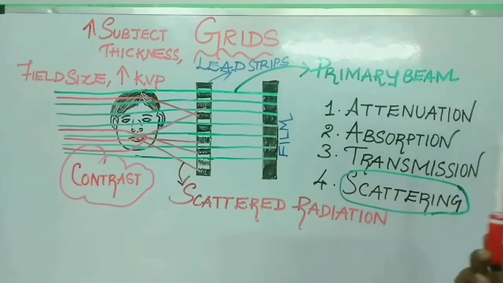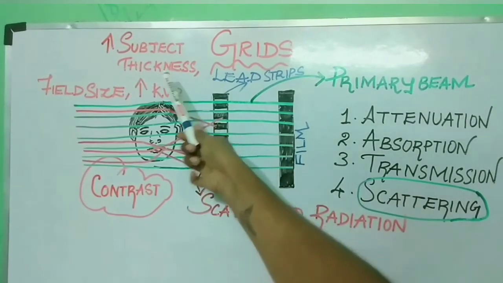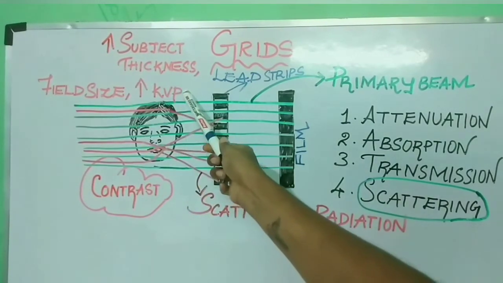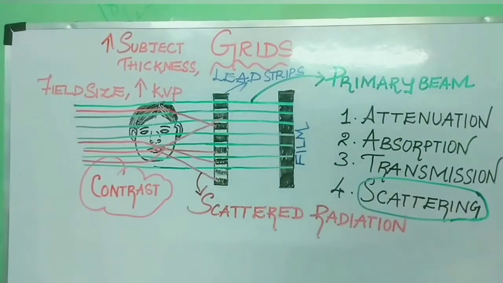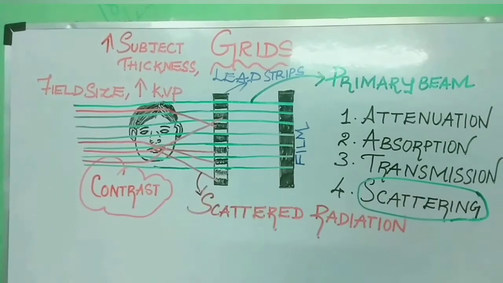This scattering can occur by coherent scattering and Compton scattering. The amount of scattered radiation increases with increase in subject thickness, field size and kilovoltage peak. Production of scattered radiation is unavoidable, but we can remove these scattered X-ray photons using grids, thereby improving the film contrast.